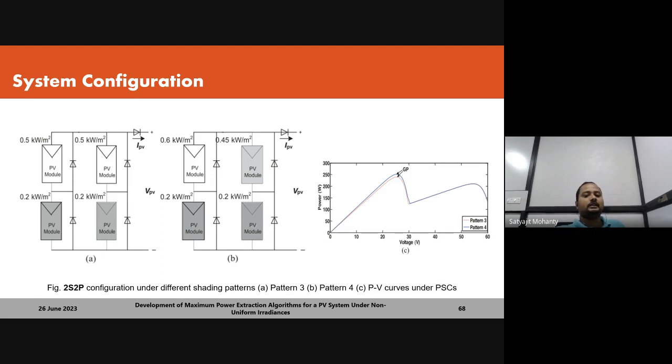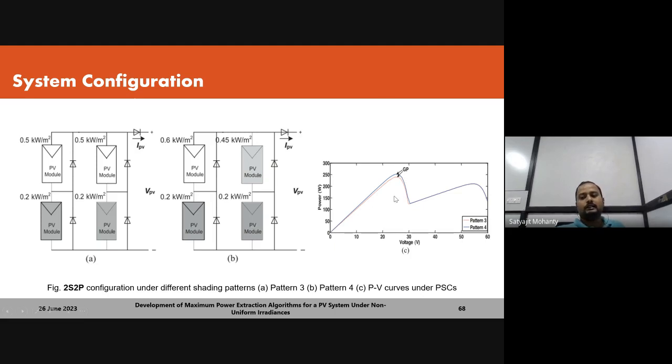Same thing, I brought a parallel system to check the efficacy of the same proposed algorithm. So you can see what happens in the same system. The first module was 0.5 kilowatt per meter square for the first 0.1 second, then it changed to 0.6 kilowatt per meter square. Then this is 0.5 kilowatt per meter square, I made it reduced. So increment and decrement both are incorporated in this system to check the efficacy. In the first case there was only increment, but here I incorporated both the increment and the decrement.